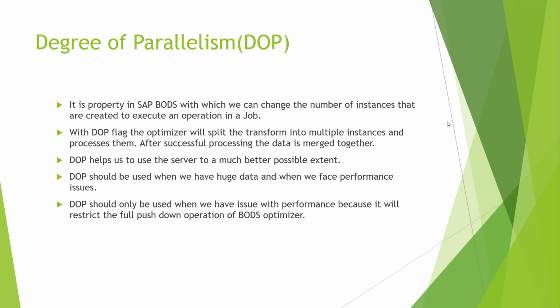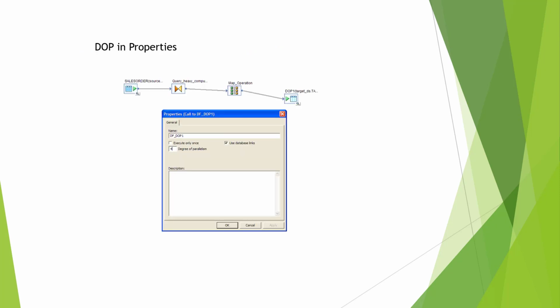And here we can see where we can make the change to the job. Inside the job, we have a property like this, and here we have the degree of parallelism, and we can make it any specific number for the instances to start.